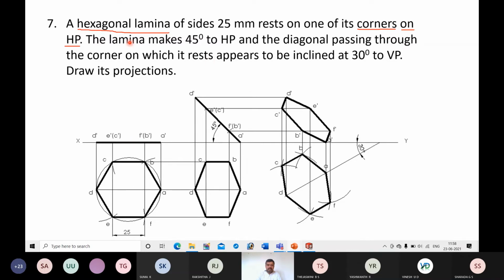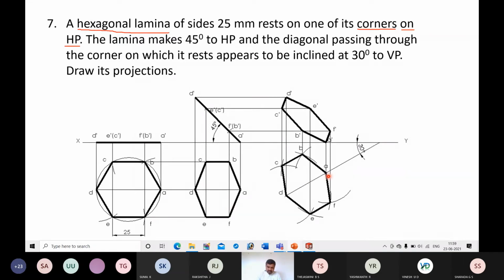Next, you have inclination with HP. The lamina makes 45 degrees to HP. So from the same front view, draw an inclined line. Then locate points A, F dash, B dash, E dash, C dash, D dash, similar to the previous problem. Locate the points and project the points. Get the second top view.